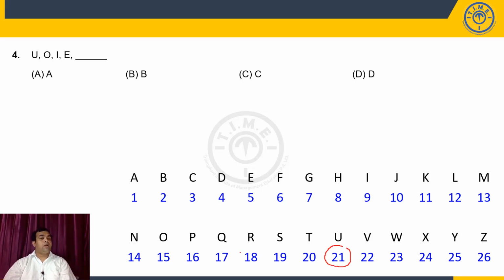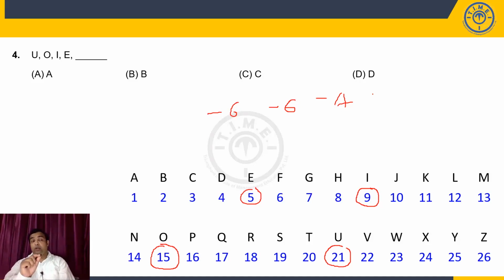U is 21. O is 15. 21 to 15 means minus 6. I is 9. Okay, so basically 21 to 15 minus 6, 15 to 9 minus 6. After I it is E. 9 to E, now this is minus 4. So something going wrong now. I am not getting a proper series here. If I go by the normal pattern, I am not getting anything right now.